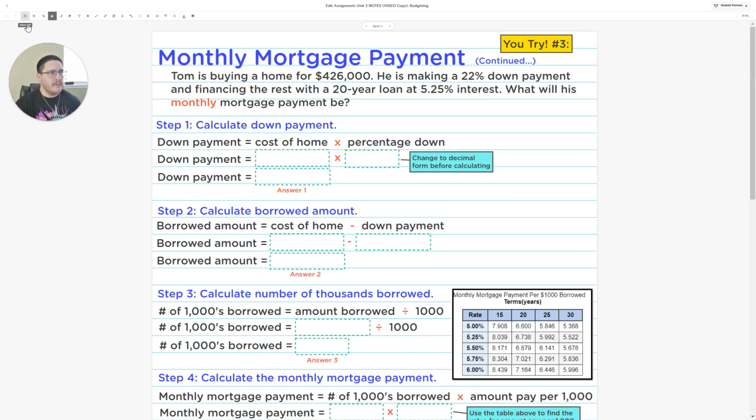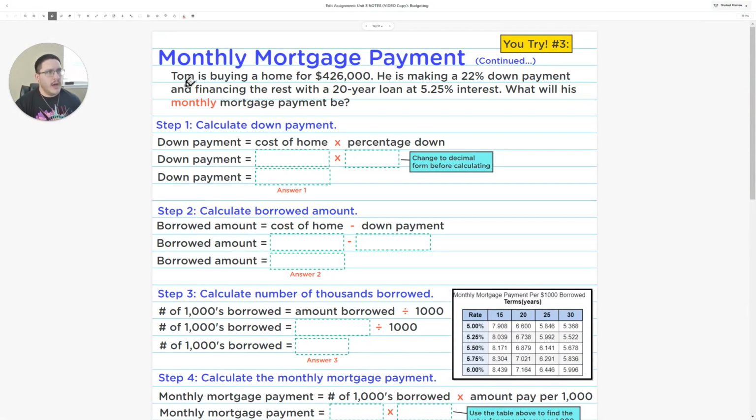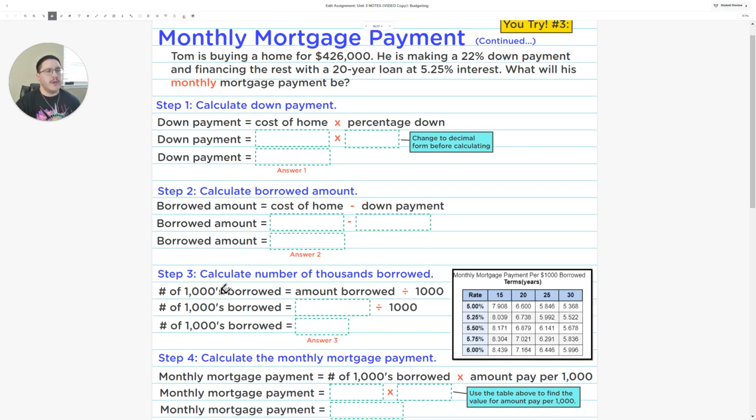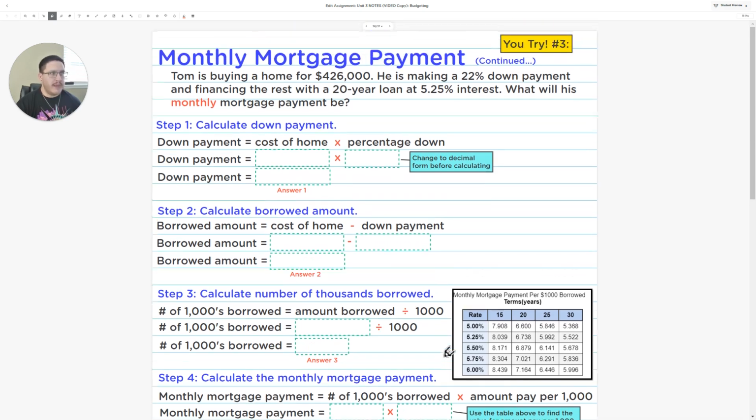Okay, you try number 3. Steps are laid out. Here's the problem. Tom is buying a home for $426,000. He is making a 22% down payment and financing the rest with a 20-year loan at 5.25% interest. What will his monthly mortgage payment be? Step 1, calculate the down payment. Step 2, calculate the borrowed amount. Step 3, calculate the number of thousands borrowed. And then finally, step 4, calculate the monthly mortgage payment.